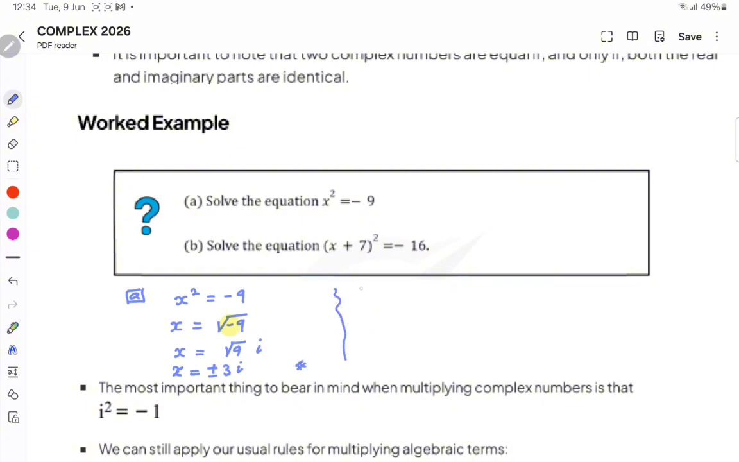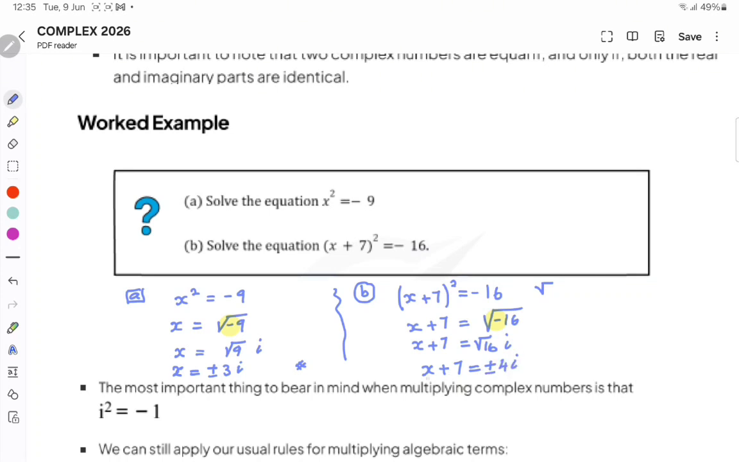For letter B, I also have a quadratic equation, x plus 7 all squared is equal to -16. To remove that squared, we just take a square root for both sides. So that means x plus 7 is equal to root of -16. If you have a negative value, we just take that negative outside by i. So x plus 7 is equal to root of 16 times i. That means x plus 7 is equal to root of 16, which will be positive or negative 4i.